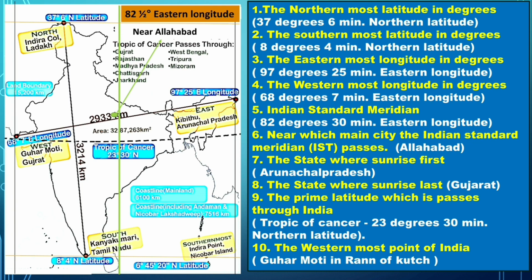Now, the main latitude which passes through India. The main latitude that passes through the middle of India is the Tropic of Cancer, that is the 23.5 degree northern latitude. Now, the westernmost point of India, that is in Gujarat, it is Guhar Moti, near the Rann of Kutch.